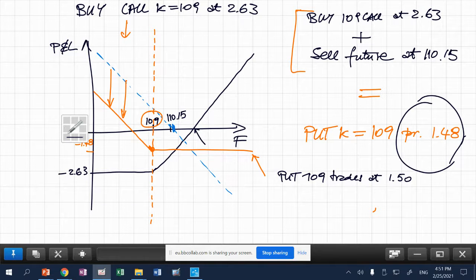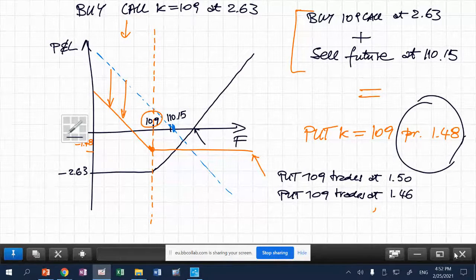Okay? Now, imagine, as a second possible case, what would happen if the put 109 were trading at 146, so below the 148 that I obtained here. In this case, the price of the put option on the market would be relatively cheaper. Here, I'm assuming for the moment that there are no transaction costs whatsoever. If we had no transaction costs whatsoever, what could we do? It would be to invert the strategy.